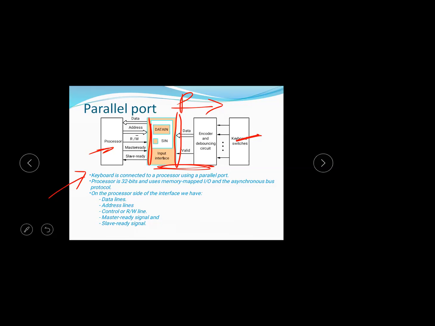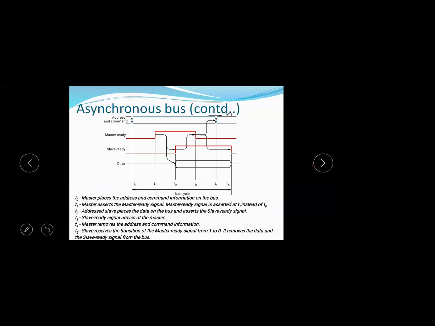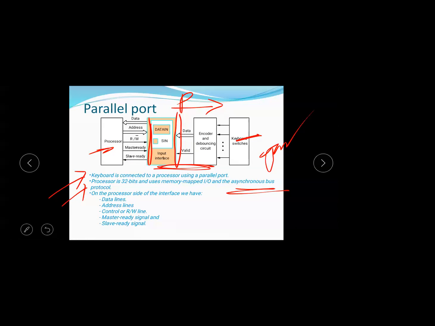Okay. The processor is 32 bits and uses memory mapped IO and asynchronous protocol. Asynchronous protocol is nothing but the keyboard clock generator is different and the processor clock generator is different. Both are not controlled by the same clock generator. The keyboard is controlled by one clock generator, and the processor is controlled by another clock generator. That is why it is asynchronous transmission. Okay.